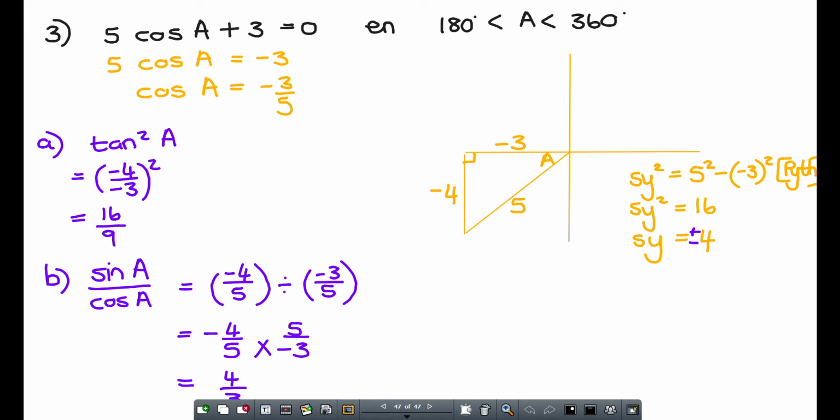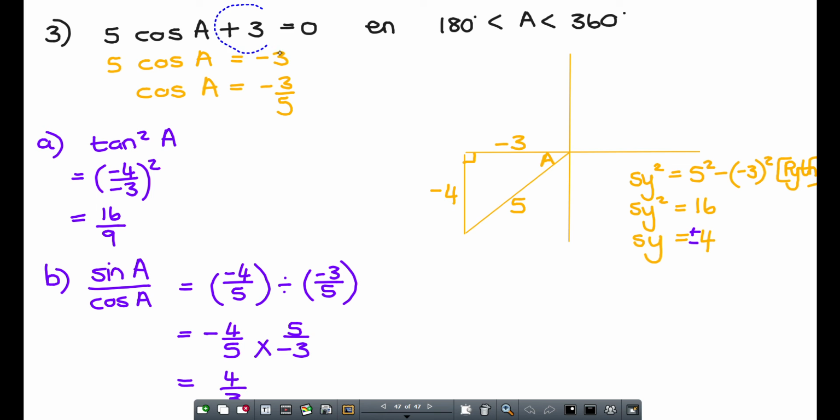Right. Nommer 3. It says 5 cos A plus 3 is equal to 0. En A moet wees tussen 180 en 360. Okay, now because of that restriction, automatically these 2 quadrants are out. Nee, daai 2 kwadrante mag ek nie gebruik nie, want dit moet gaan tussen 180 en 360. So nou, om te besluit of hy in kwadrant 3 of 4 gaan lê, gaan ek hierna gaan kyk.